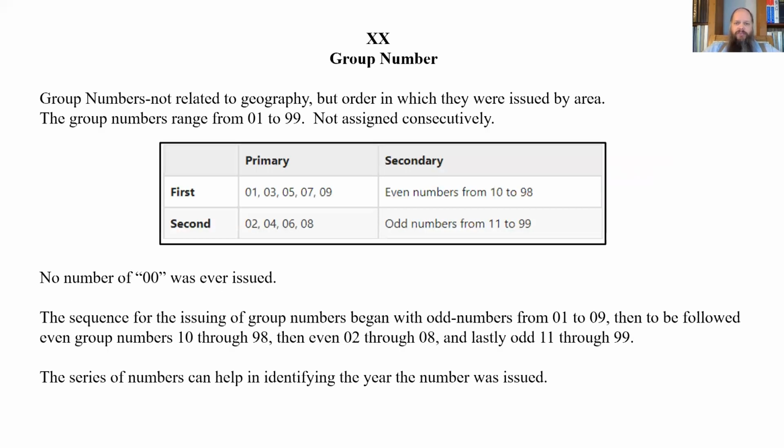The middle series of numbers was commonly referred to as the group number. This is not related to geography at all, but in the order they were issued. The group numbers were ranging from 01 to 99 or 02 to 98. They were never assigned consecutively. The numbers went back and forth between these series, and they were done more or less randomly. 00 would never be used. It always would begin either 01 or 02.